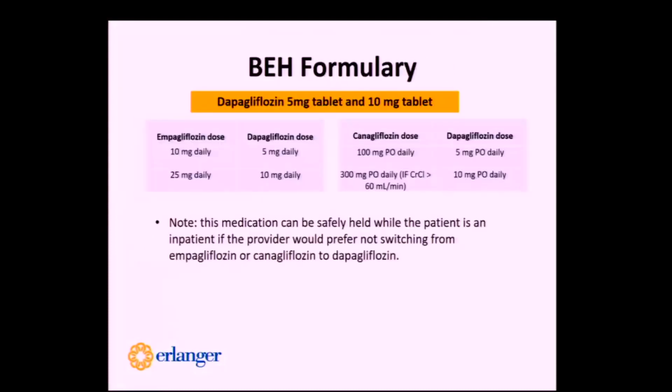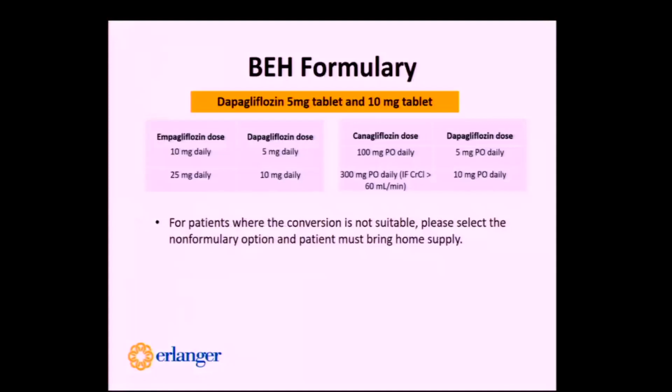All right, so now moving a little closer to home for the Erlanger formulary, we have dapagliflozin 5 milligram and 10 milligram tablets on formulary. So if you were to order empagliflozin or canagliflozin, these nice charts would come up directing you to the dose that you should pick. However, as a note, these medications can be safely held while a patient is inpatient if the provider doesn't want to switch from their home medication to dapagliflozin.